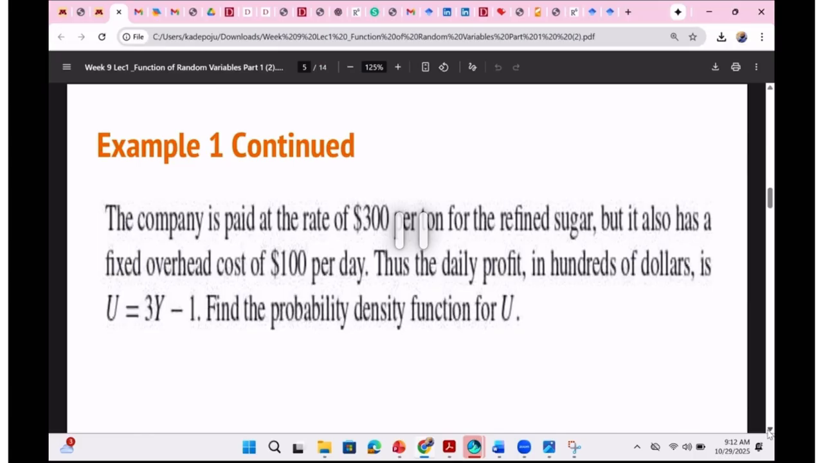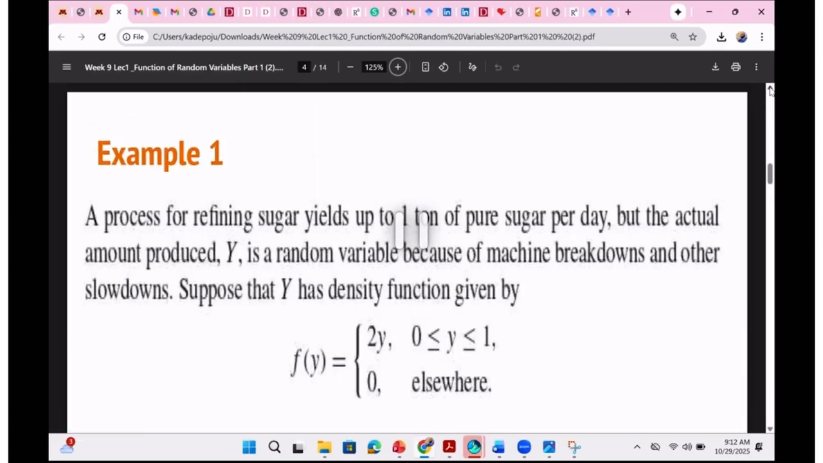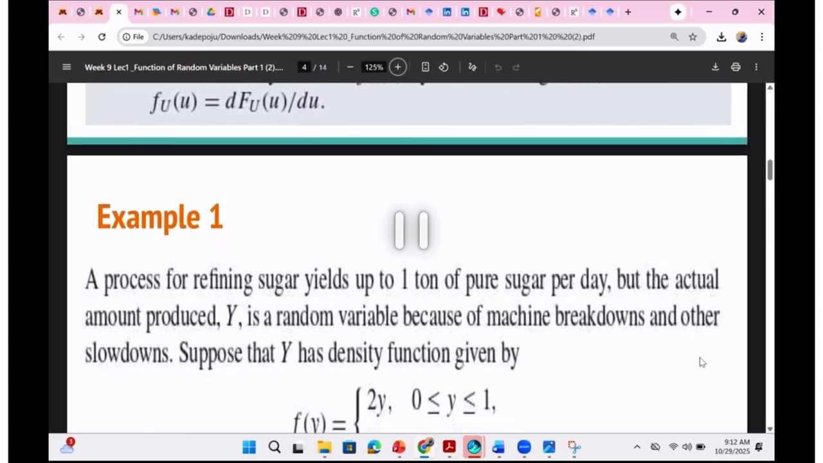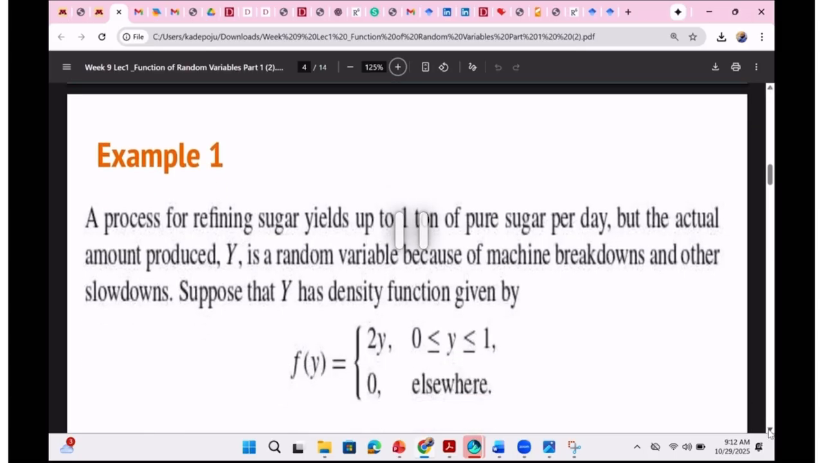Please pay attention. Now, the question continues. The only information that we got so far has to do with the distribution of y, where y, you've been told, represents the yield. The yield is the yield of sugar produced. Now, I have the distribution for y. What is the next thing?